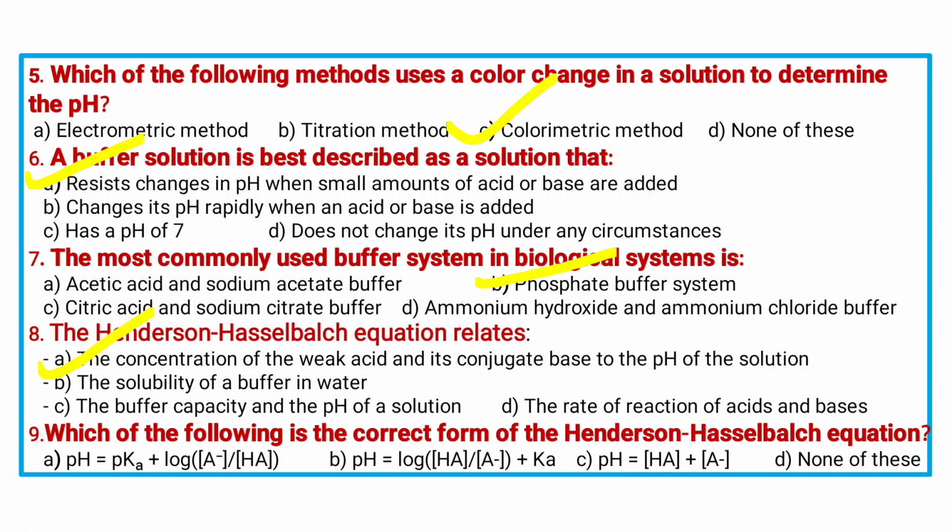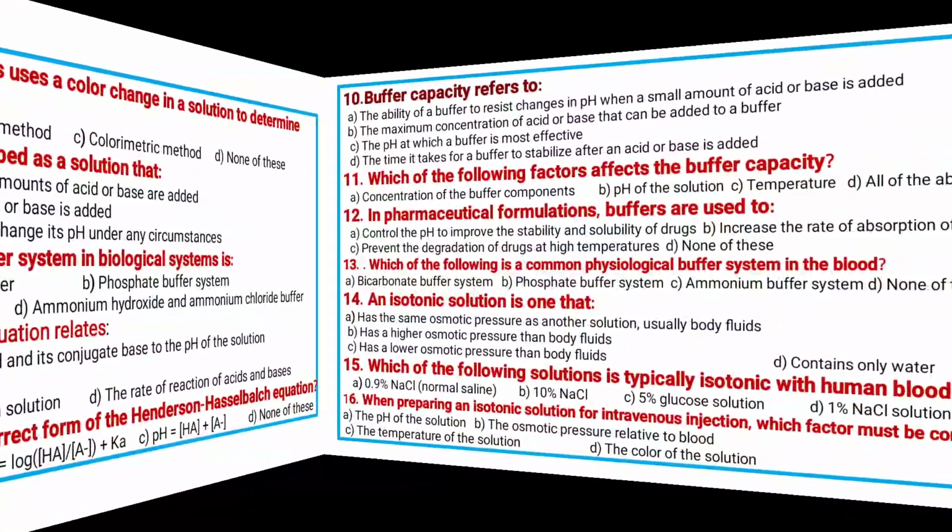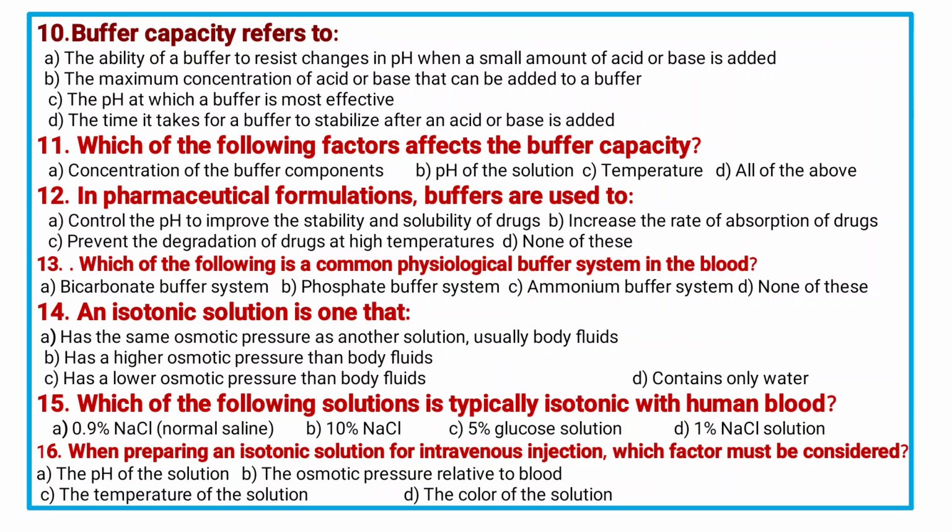Next, which of the following is the correct form of the Henderson-Hasselbalch equation? A, pH = pKa + log [A-]/[HA]; B, pH = log [HA] + Ka; C, pH = [HA] + [A-]; D, none of these. The correct answer is A. Next, buffer capacity refers to: A, the ability of a buffer to resist change in pH when small amounts of acid or base are added; B, the maximum concentration of acid or base that can be added to a buffer; C, the pH at which the buffer is most effective; and D, the time taken for the buffer to stabilize after an acid or base is added.